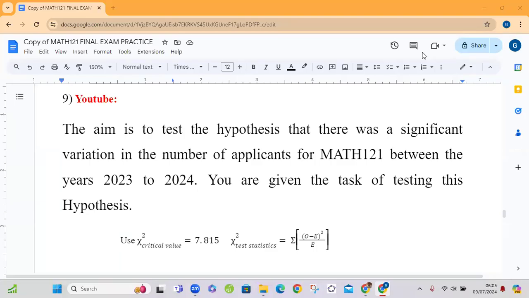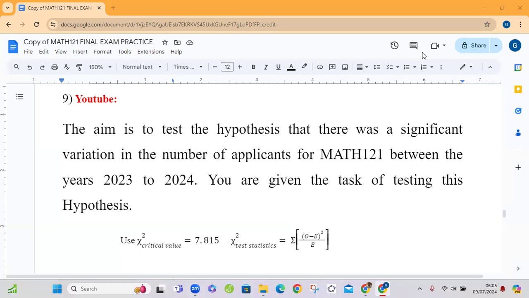Here we are going to discuss number 9. It reads, the aim is to test the hypothesis that there was a significant variation in the number of applicants for Math 121 between the years 2023 to 2024. So you are given the task of testing this hypothesis. The hypothesis here is there was a significant variation in the number of applicants.